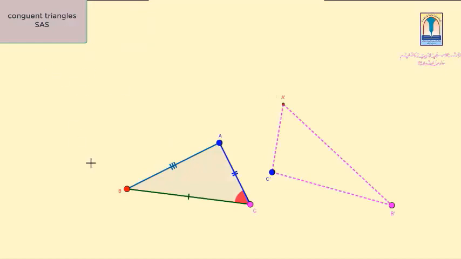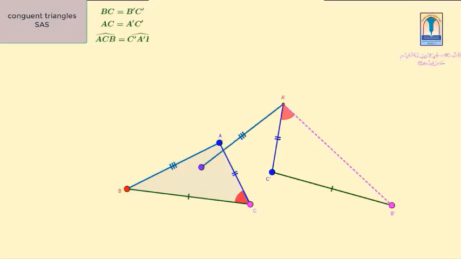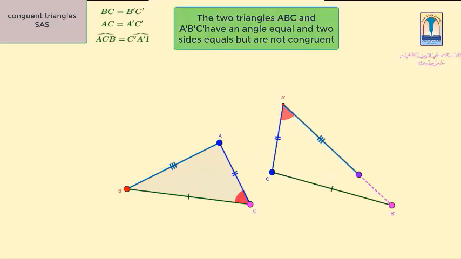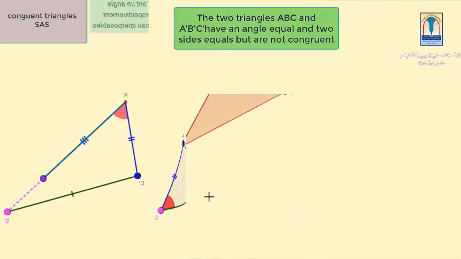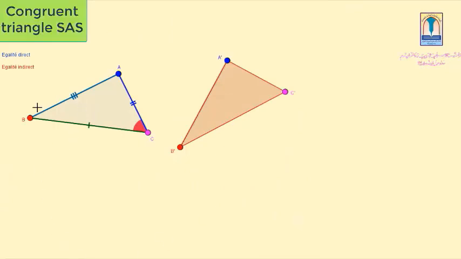Now, we will try to prove triangles ABC and A'B'C' to be congruent. Side BC is equal to side B'C'. Side AC is equal to side A'C'. Angle ACB is equal to angle C'A'B', but side AB clearly is not equal to side A'B'. Then these two triangles cannot be congruent because the angle that they have is not included between the two equal sides. Then we cannot say that they are congruent.